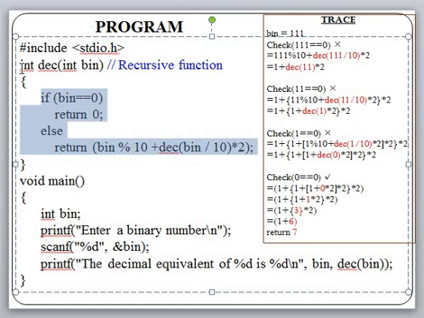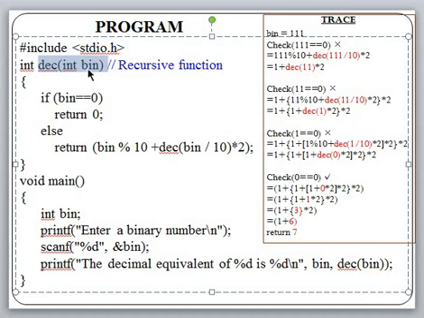So this is nothing but a recursive function. How do you say that this is a recursive function? Just observe here. We have DEC followed by a value, which is the function header. In the header we have the formal parameter, the name of the function, and the type of the data. Now you can observe the same thing here. This is nothing but a function call, followed by bin within parentheses.